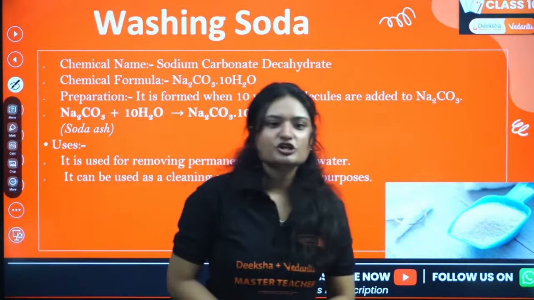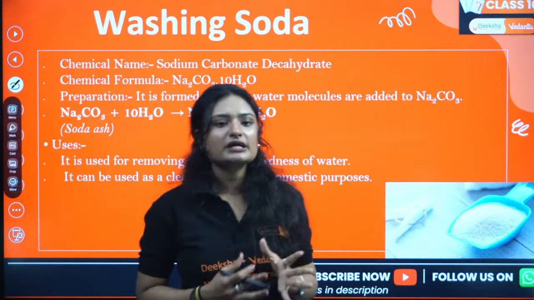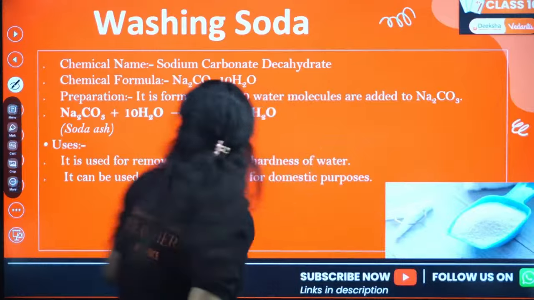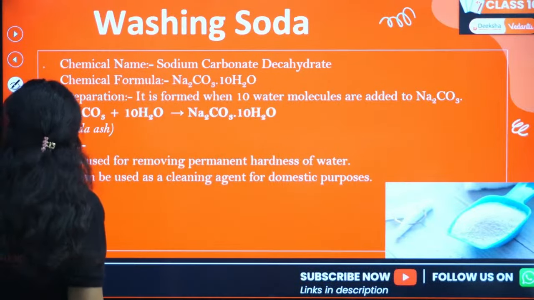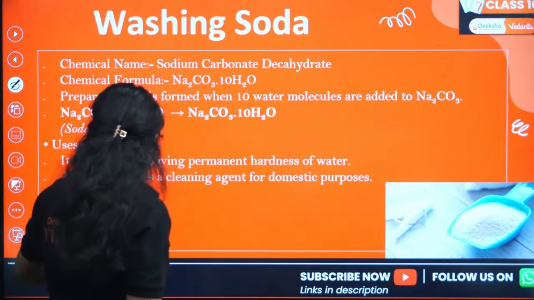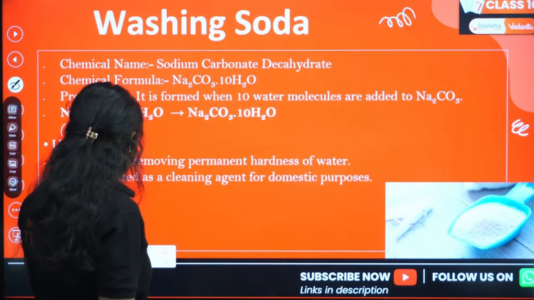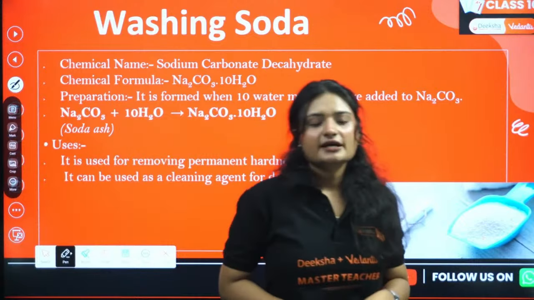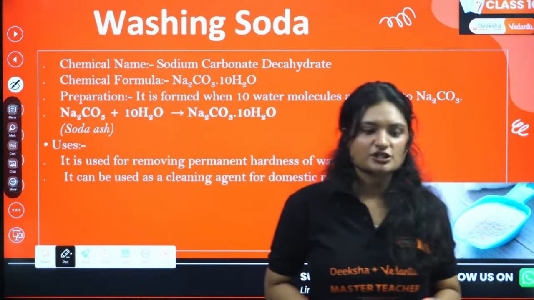Second last actually, washing soda. We just synthesize washing soda. It is sodium carbonate decahydrate. That means it has 10 water of crystallization.